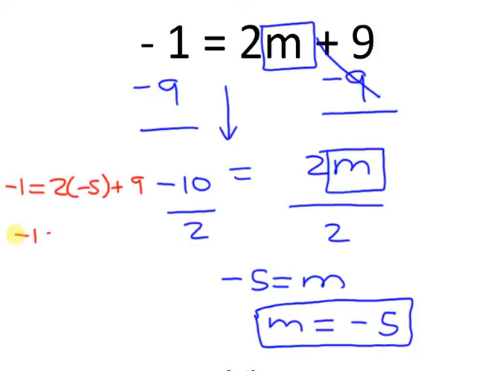So negative 1 equals 2 times negative 5 is negative 10 plus 9. Negative 1 equals negative 10 plus 9 is negative 1. And you have your calculator to help you check.